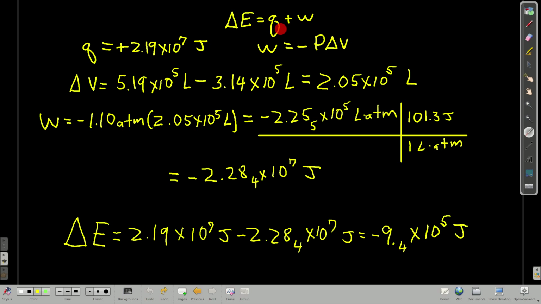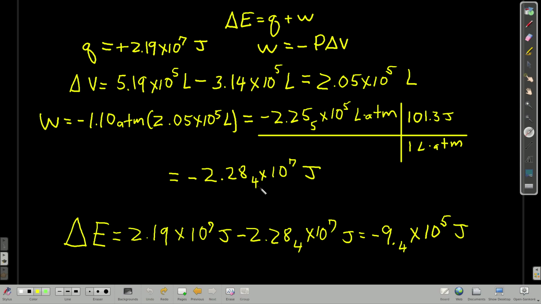So delta E is equal to Q plus W. Q is just the change in thermal energy. It's positive because it's being added, so 2.19 times 10 to the seventh joules. Work is negative P delta V. Delta V is final minus initial, which is positive 2.05 times 10 to the fifth liters. So the work is negative P delta V, which is this number right here, converting it to joules by multiplying by 101.3 joules per liter atmosphere. We get a negative 2.284 times 10 to the seventh joules.